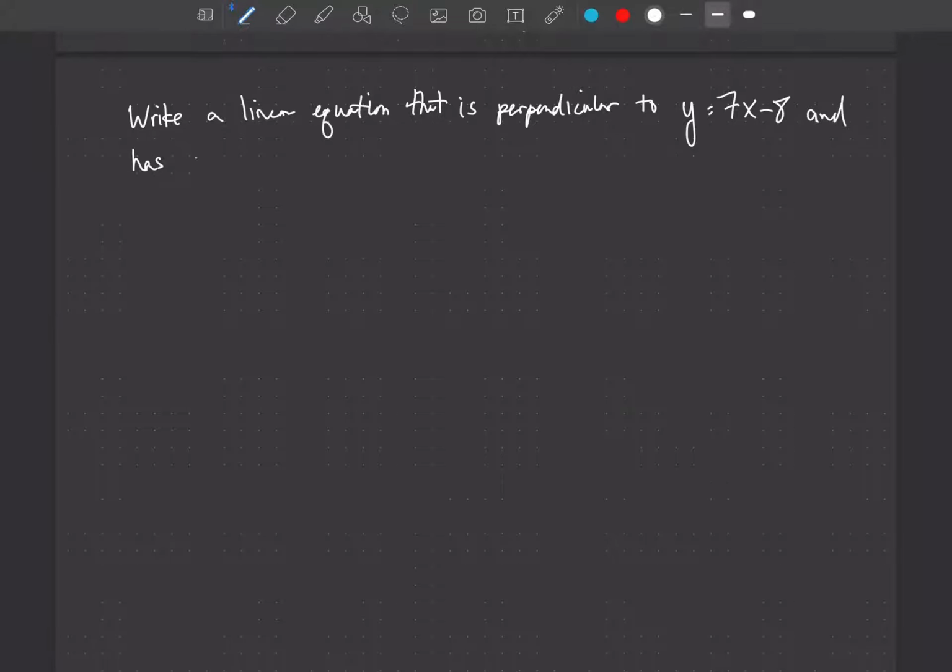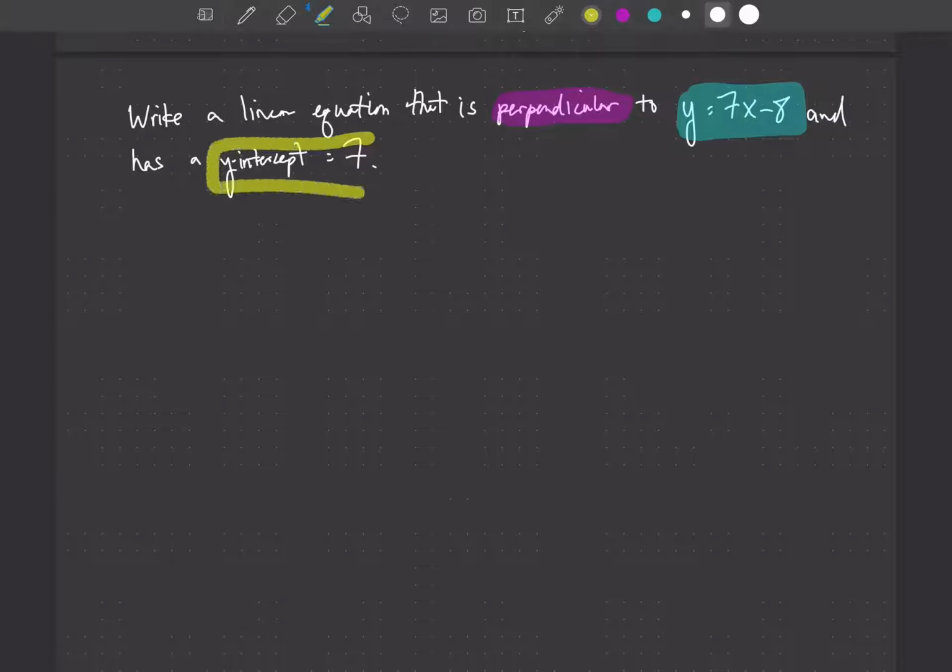and has a y-intercept equal to 7. A lot of this is very similar to what we just worked on in parallel lines, but the only difference is we're going to look at perpendicular lines this time instead of parallel lines. I'm going to highlight the perpendicular lines because I know that's the important feature. I'm going to highlight the original line and also the y-intercept.